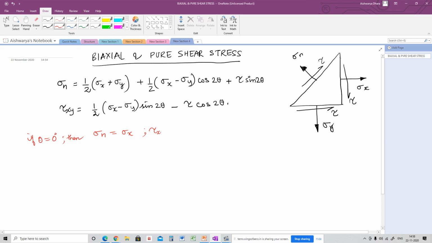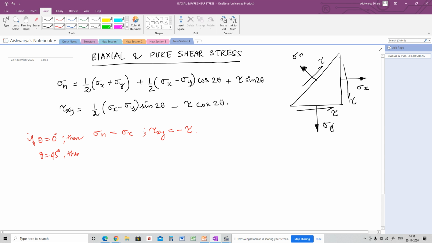Then tau xy. It's minus tau. How minus? Stay in the formula actually. Sine 2 theta, 0, so minus is there. So it will become minus tau. Okay, right.